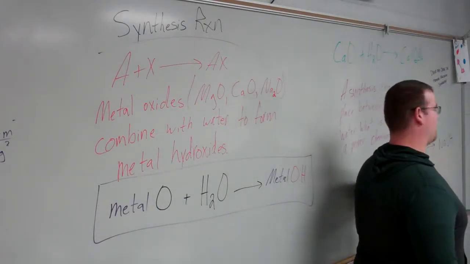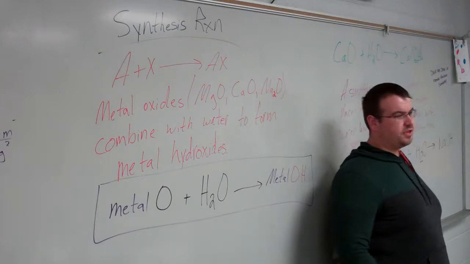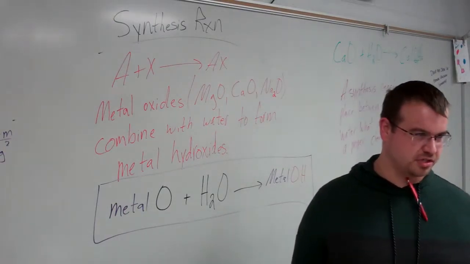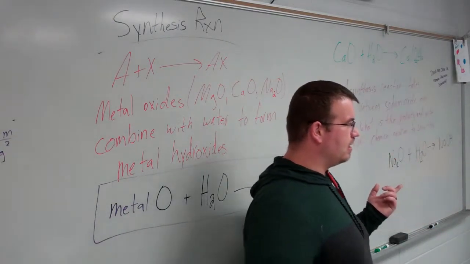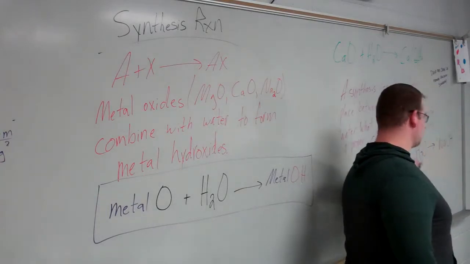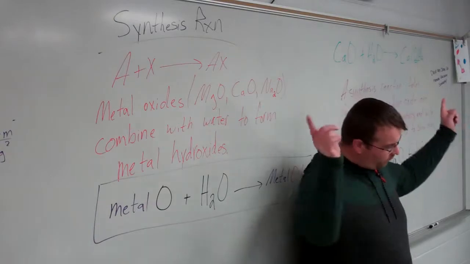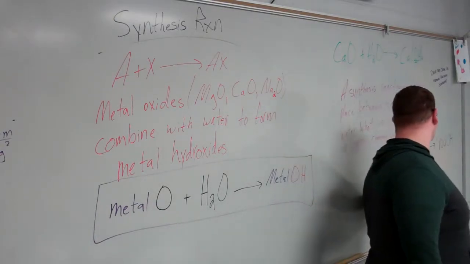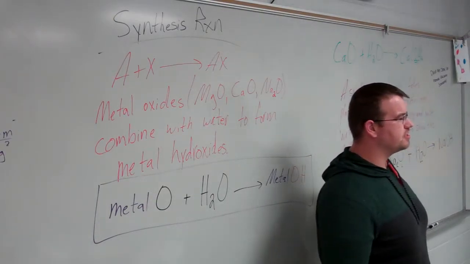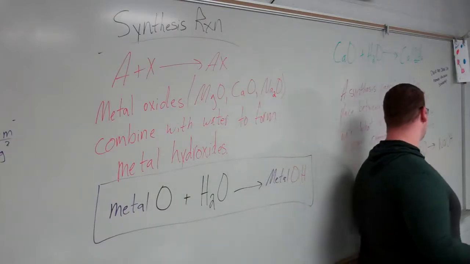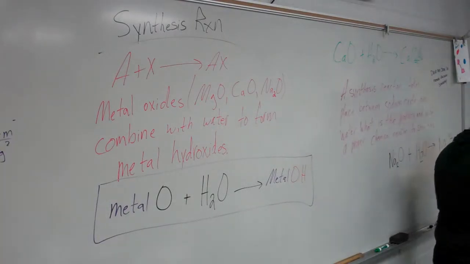Sodium oxide. What's the key to this? Sodium. Where's sodium at? First column. What's the charge on sodium? Plus 1. What's the charge on the oxygen? Negative 2. So, cross them. 2 comes down here for sodium, 1 for the oxygen. So you get Na2O plus water, which is H2O.